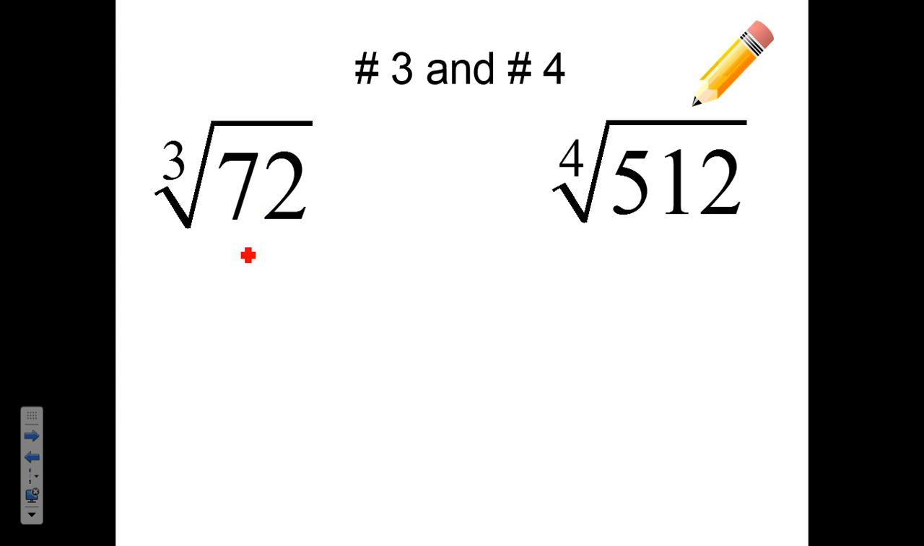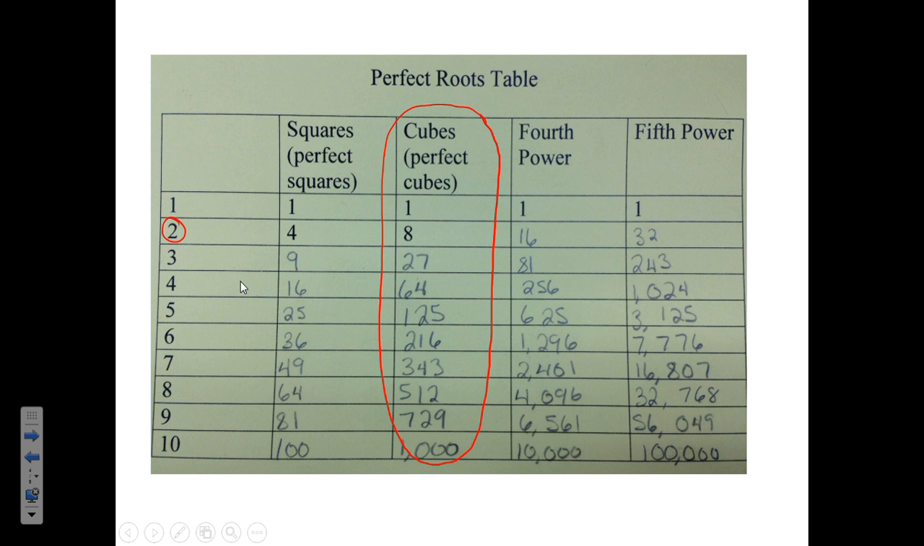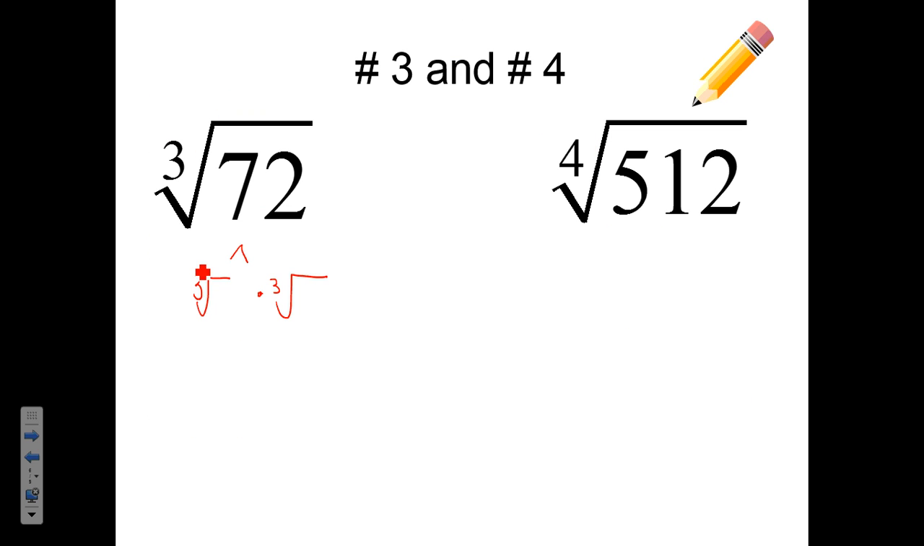So again, I'm looking for 2 cube roots that multiply to make 72, but one of them is a perfect cube. So again, I'm going to go back to my perfect roots table, and I'm going to start dividing 72 by my perfect cubes. Well, again, 8 goes into 72 9 times, and the cube root of 8 is 2, and the cube root of 9 cannot be done, so we leave it as the cube root of 9.